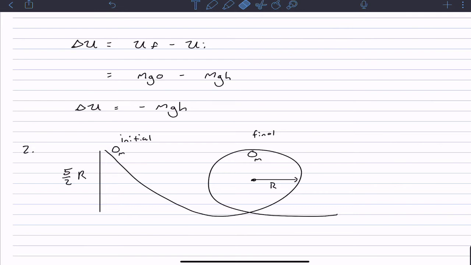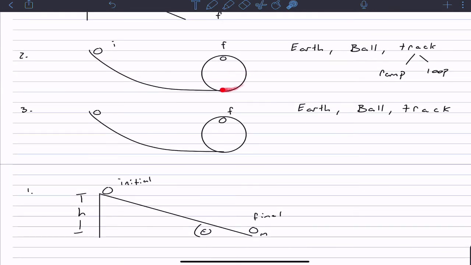So, since the radius of this loop is r, let's consider it to be more of a perfect circle like this, right?